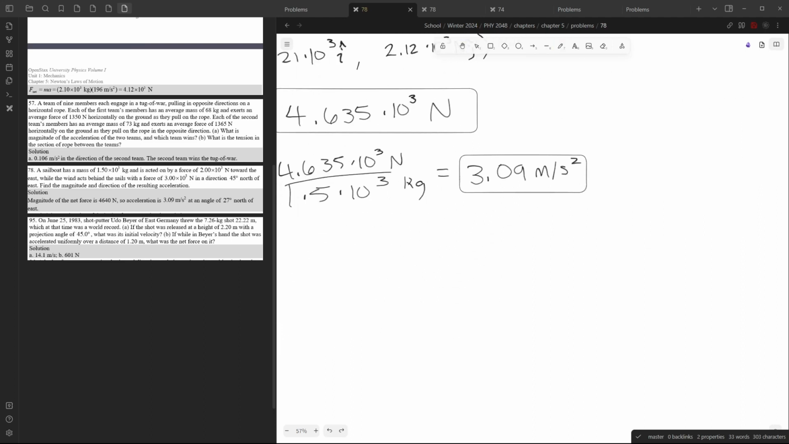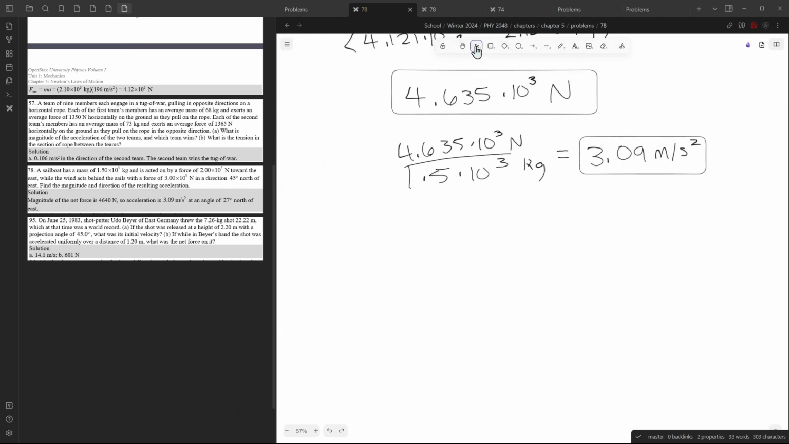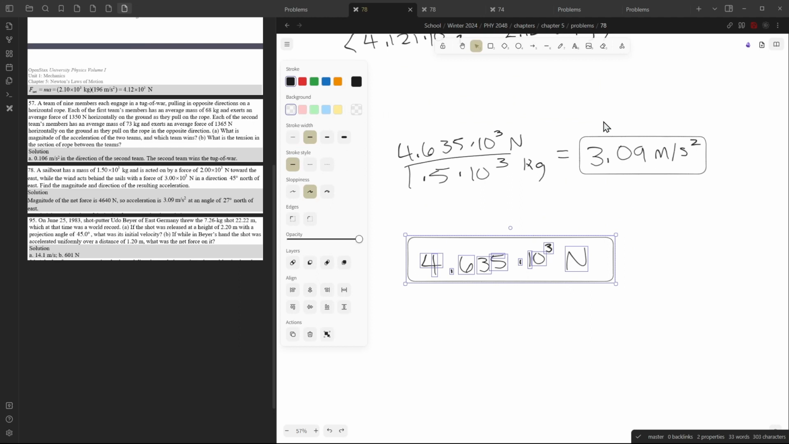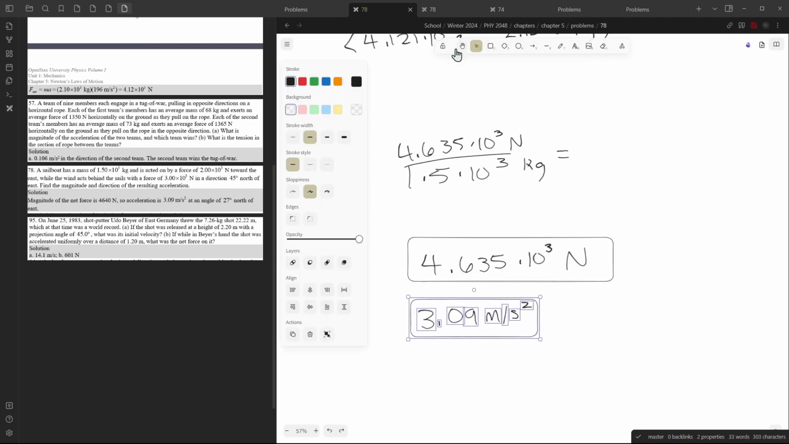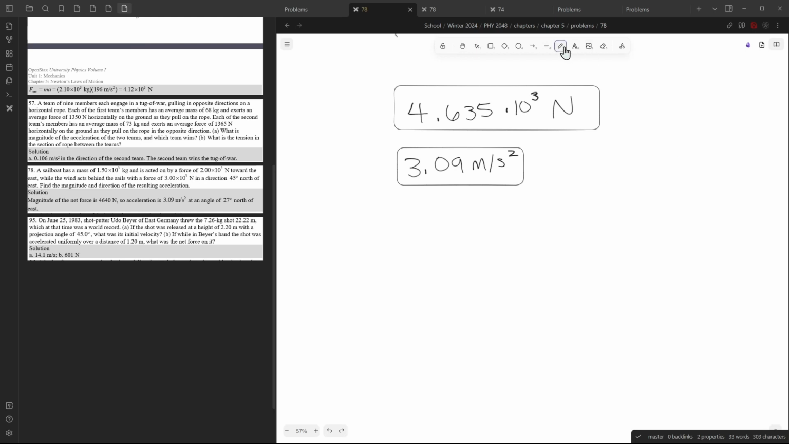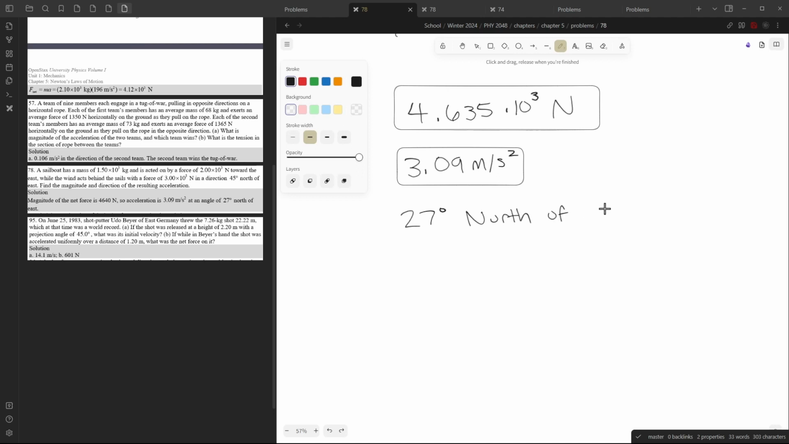Alright, so I combine everything. I'm just going to move it down here because we need to hurry up. And 27 degrees north of east.